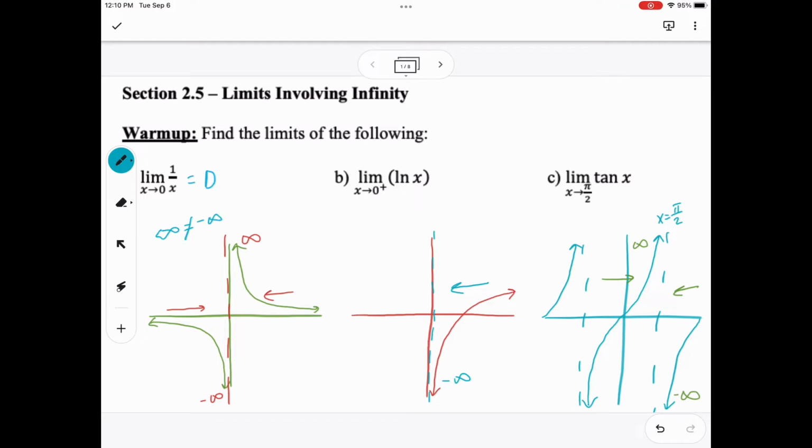You can notice that on both sides of that function, the right side of 0 is heading to positive infinity and the left side is heading to negative infinity. So we would say the limit does not exist because they're not going to the same thing.